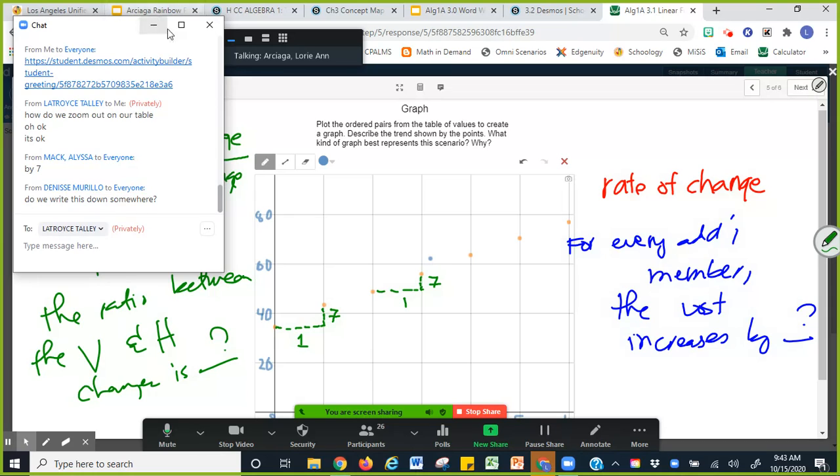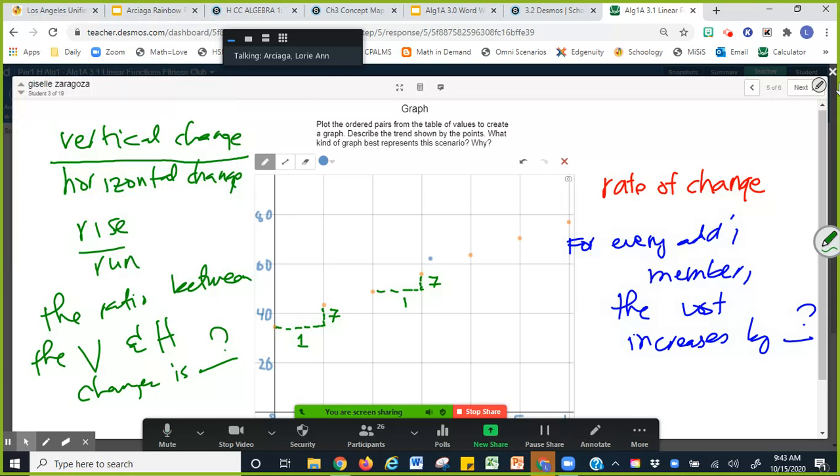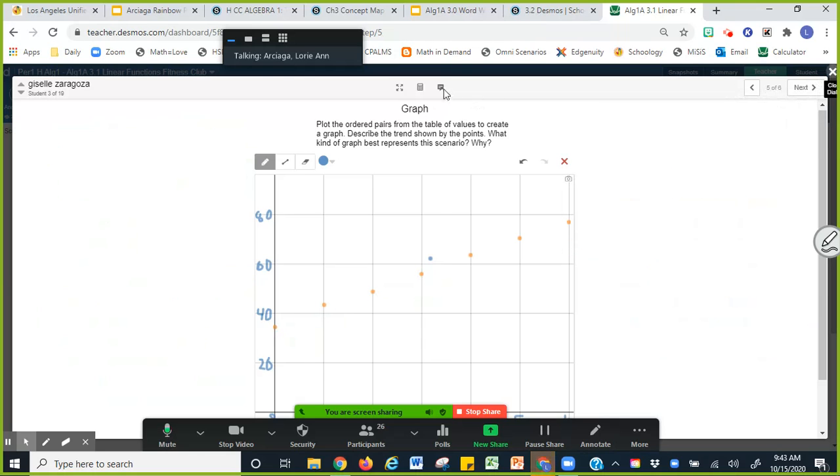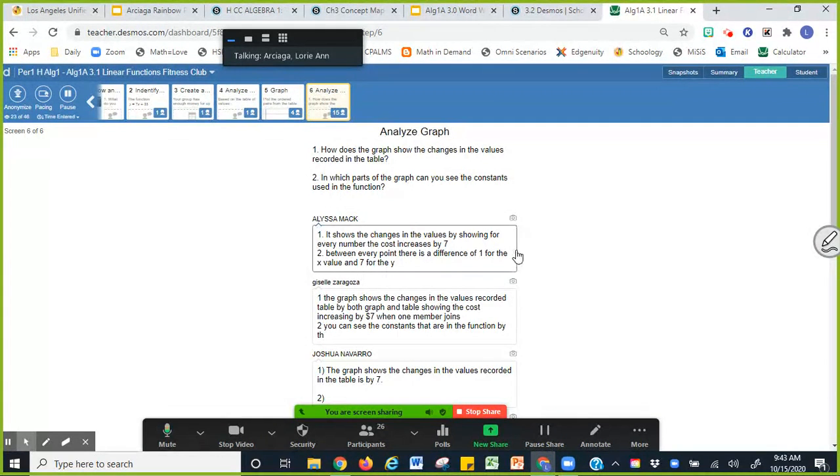Do we write this somewhere? You have to remember these are scripts, because whatever problem I give you, those are the buzzwords I'm going to look for. But in slide, let me go back to that slide. In slide number 6, yes, you have to write them.